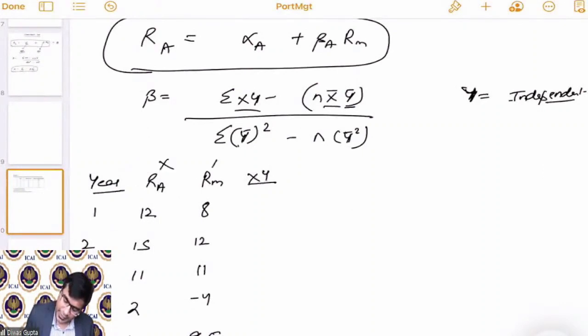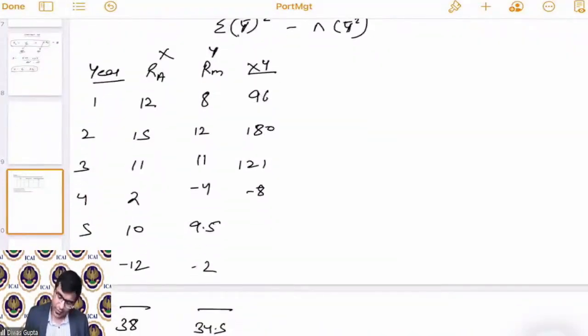So let's say this is X and this is Y, XY we can multiply both of them. So first is 12 times 8 is 96, 15 times 12 is 180, 11 times 11 is 121, 2 times minus 4 is minus 8, 10 times 9.5 is 95, and minus 12 times minus 2 is plus 24, because both of them are negative. Let's add them. It comes as 508.